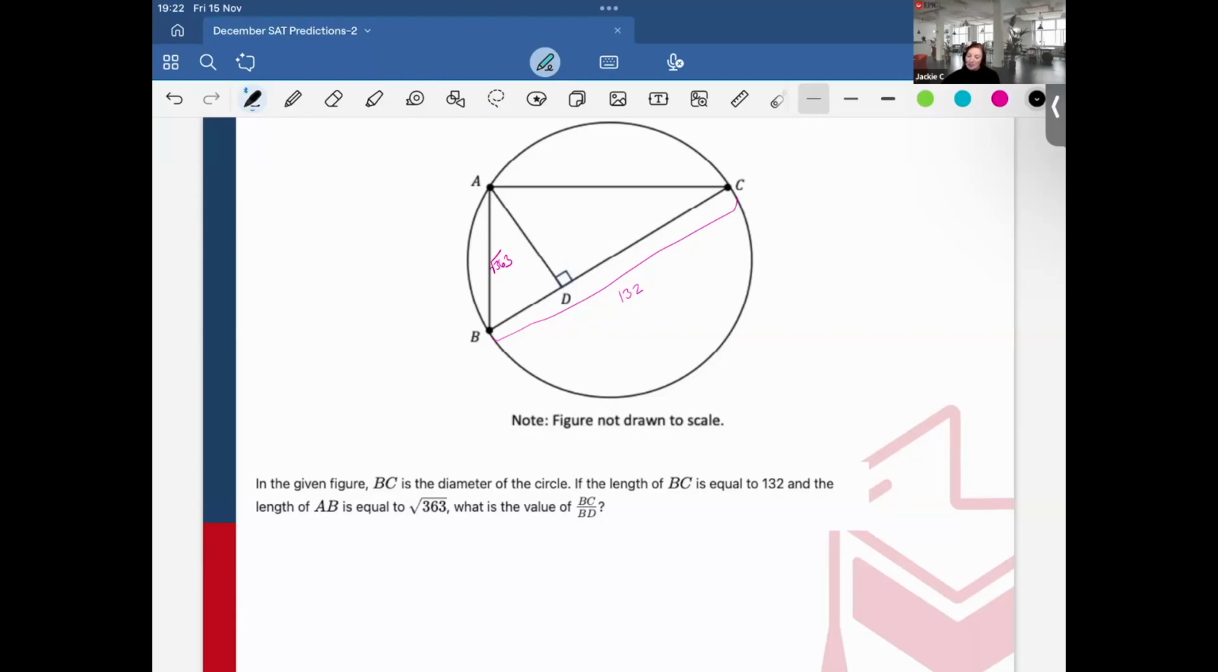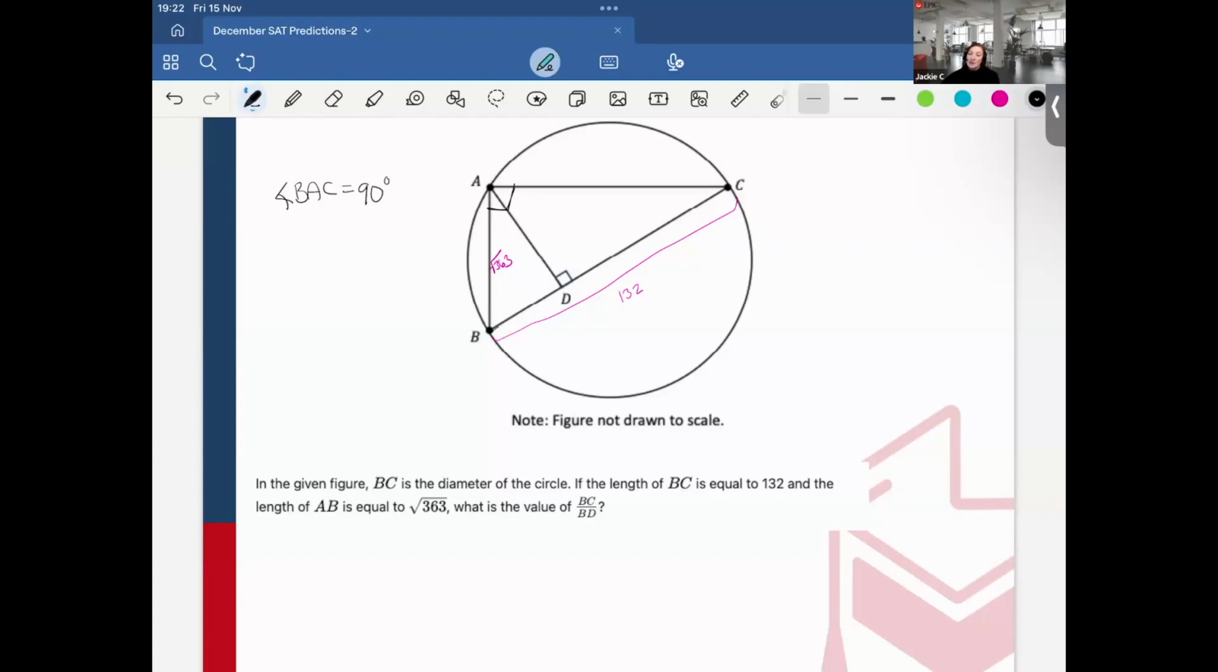But anyways, why am I saying this? Because here I have that BC is the diameter of the circle, and angle BAC, this angle here, is subtended by the diameter. So I know for sure that this angle is going to be 90 degrees. It's a little bit of theoretical background knowledge on that, but that's why I know for sure that angle BAC is 90 degrees.